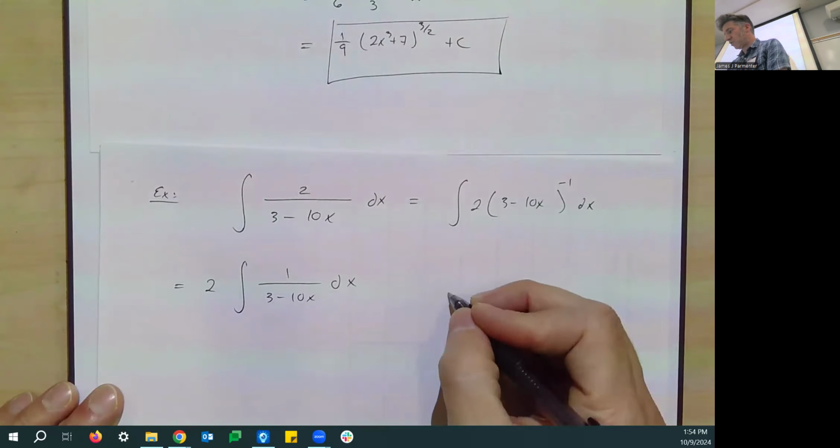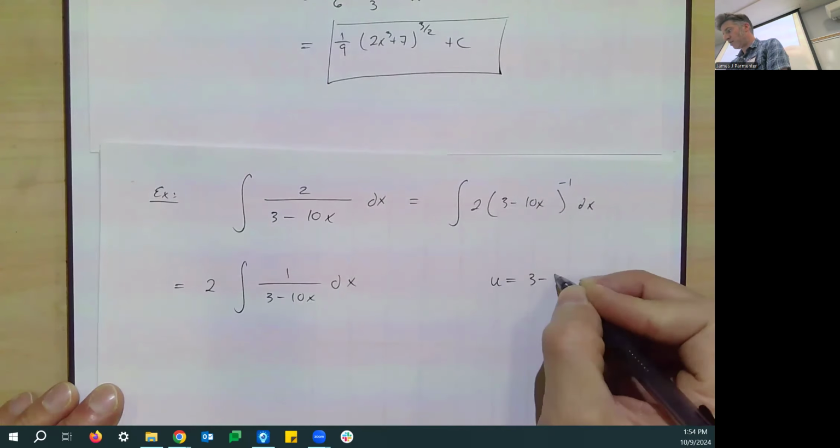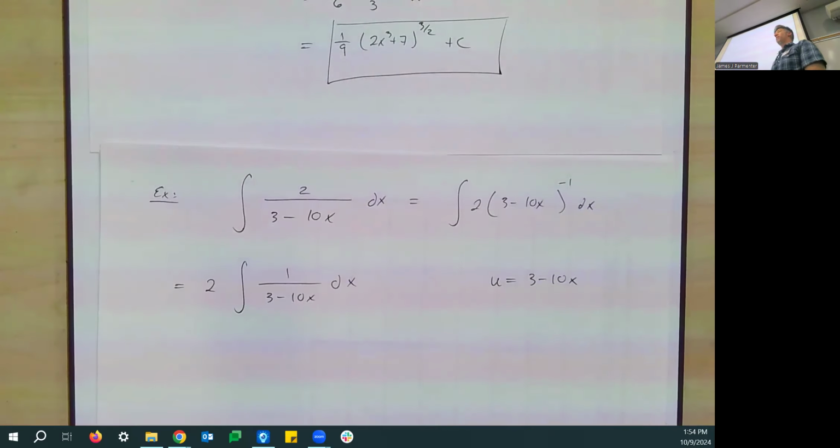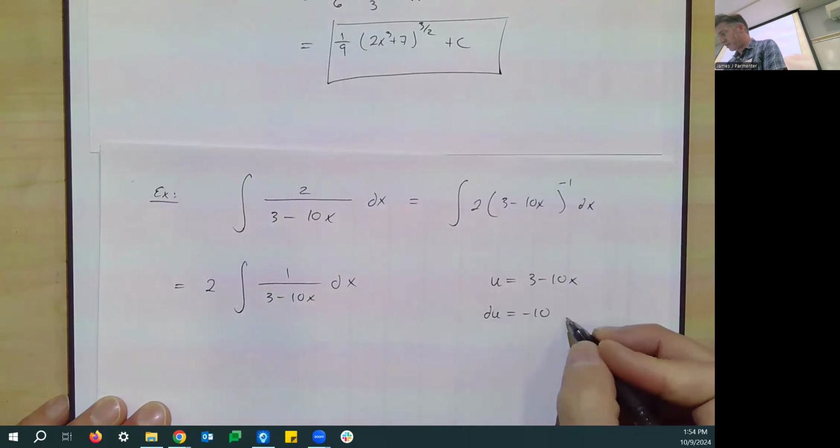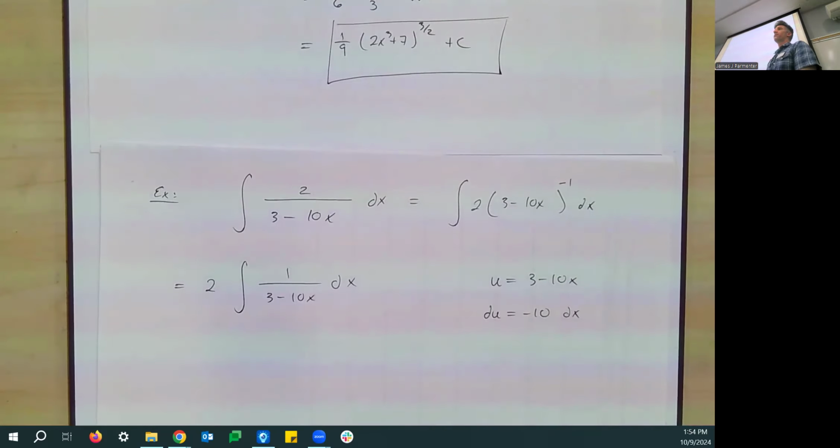And then I'm going to choose u equal to the entire thing that's stuck inside the denominator. So the denominators are also often a good choice for you. Everything in the denominator is sometimes something that we choose. And then my derivative is going to be negative 10 times then dx.